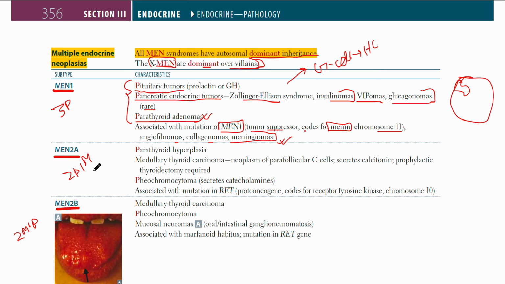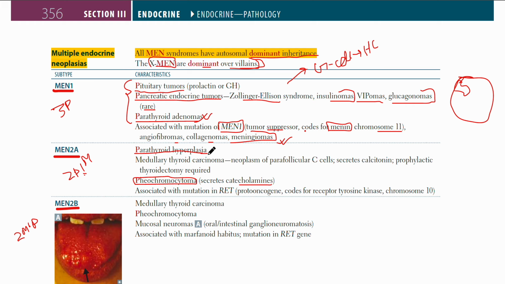The other is MEN2A. MEN2A has 2P and 1M. One P is parathyroid hyperplasia, not adenoma, hyperplasia. Adenoma in MEN1 and hyperplasia in MEN2A. Another one is pheochromocytoma. It is a tumor of the adrenal gland, that is the adrenal medulla, right? The adrenal medulla secretes catecholamines, and this is the tumor. There is a very specific thing about pheochromocytoma. We will talk about it.